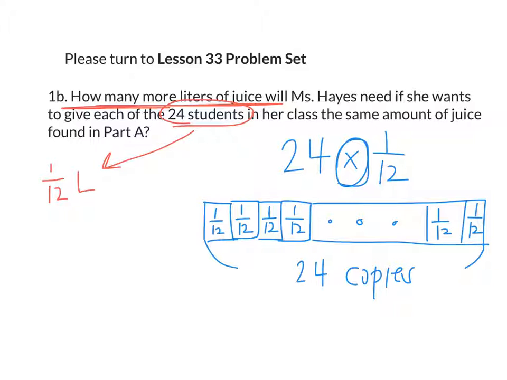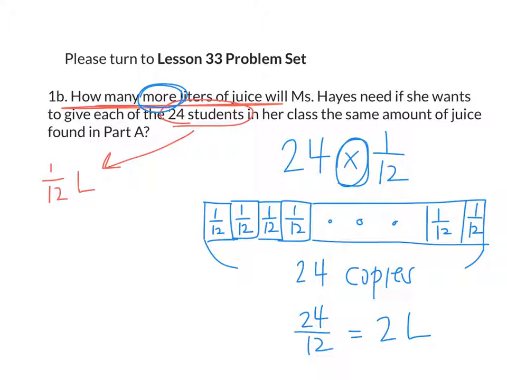So, can we multiply 24 times 1/12? What do we get? 24 over 12, which is 2. That means that altogether, Miss Hayes needs 2 liters of juice. Is that the answer? No. Because the question's asking how many more liters.